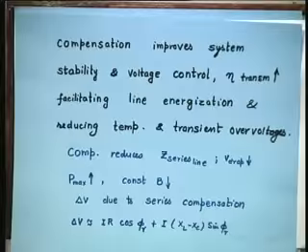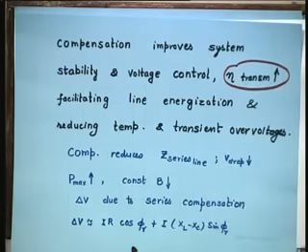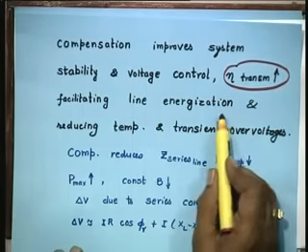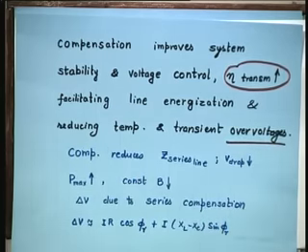He has three volumes. Compensation improves the system stability as well. Do not think of compensation only as voltage control; this is another dimension. It will make the system more stable. Why? Your voltage will remain high. Even transmission line efficiency improves with compensation, facilitating line energization and reducing temporary and transient overvoltages. You must have done the chapter on overvoltages as well: switching overvoltages, transient overvoltages, temporary overvoltages.